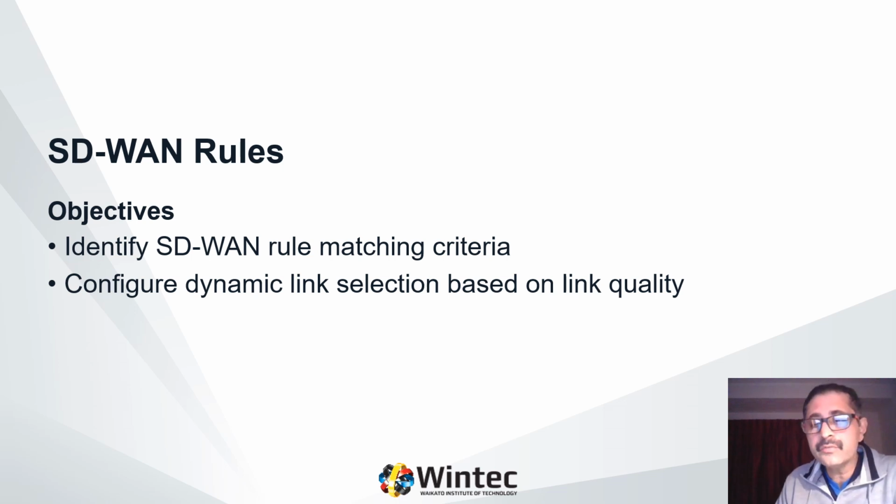Now in the third section of this video, we're going to look at what SD-WAN rules are, and we'll identify certain SD-WAN rule matching criteria and then configure dynamic link selection based on the link quality. We have spoken about link quality. Now we're going to do that. Part of this is very important for you when you are doing the lab today.